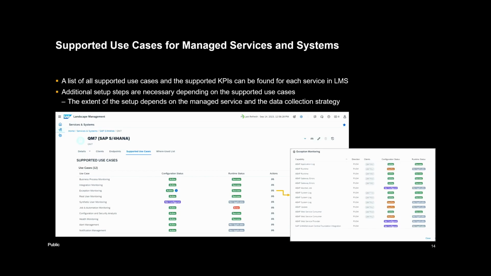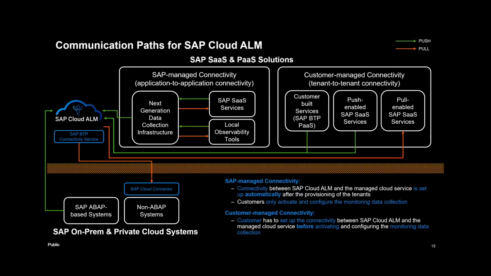So now the big question is, how do we get all this information into Cloud ALM? It's a really big slide. I'm not going to go into very much detail because I don't want to scare anybody. No, actually, I just won't have time for this. But basically, the most important distinction is SAP managed connectivity and customer managed connectivity. Those of you that were in the presentation this morning from Janko already heard a lot about SAP managed connectivity and customer managed connectivity.